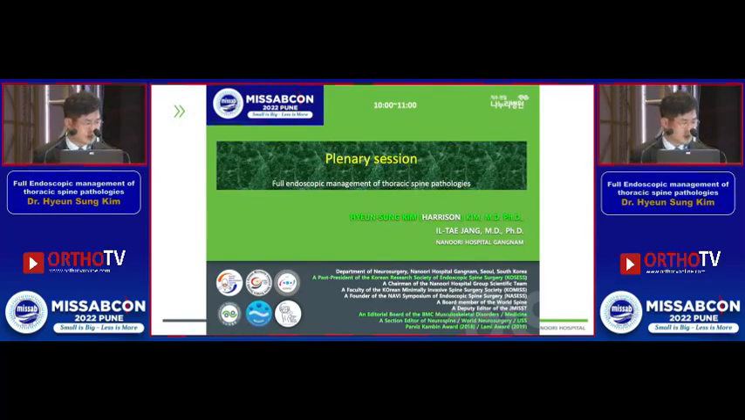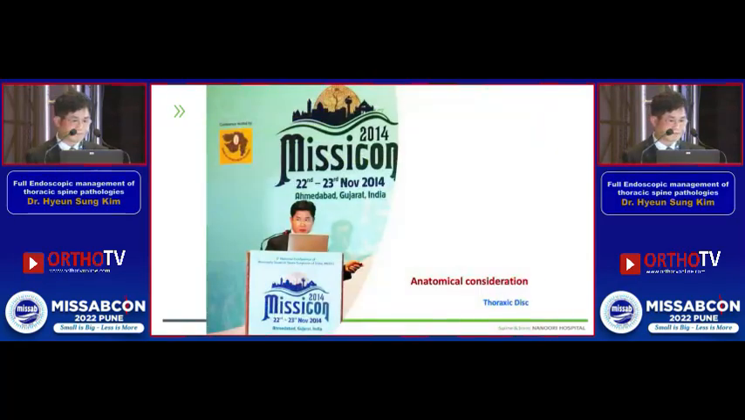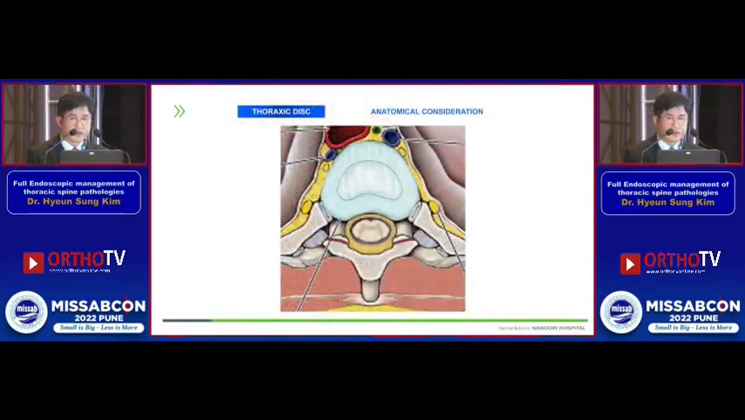Before I talk, Dr. Newton already talked about the thoracoscopic approach, so I will talk about the full endoscopic approach. We already know that the thoracic spine anatomy has some very important myelopathic structures, and it may be related to cord injury. Because of that, we should be cautious in managing this problem.